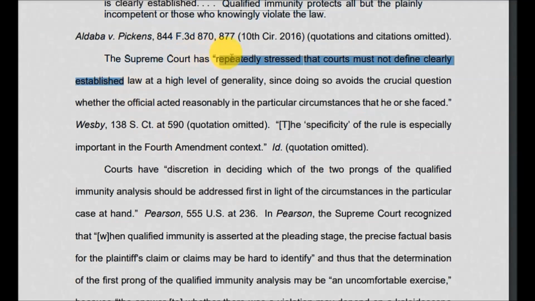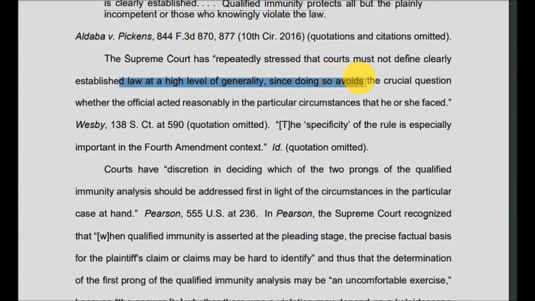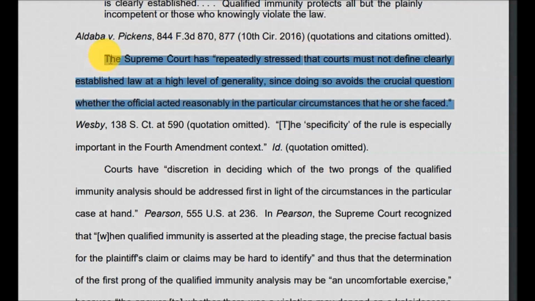The Supreme Court has repeatedly stressed that courts must not define clearly established law at a high level of generality, since doing so avoids the crucial question whether the official acted reasonably in the particular circumstances that he or she faced. Meaning the standard to determine whether qualified immunity is waived is quite low. No different than probable cause being a very low standard of evidence for them to say you did something, because it's just a probability.